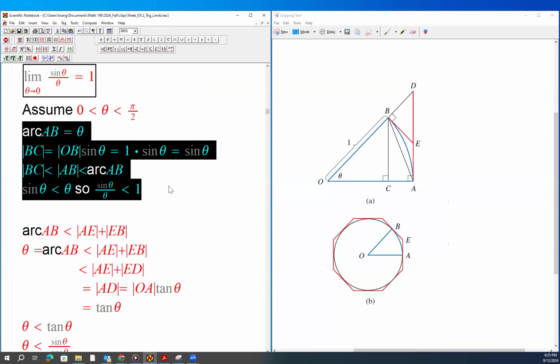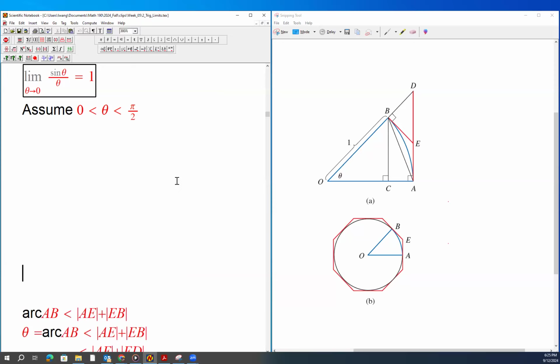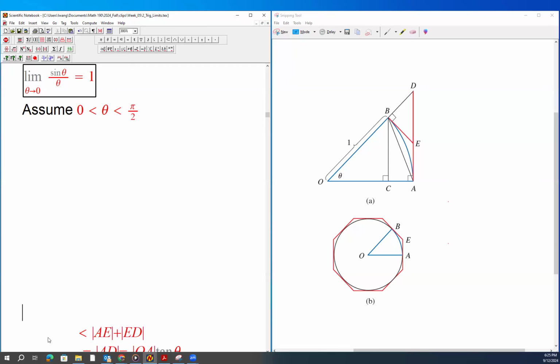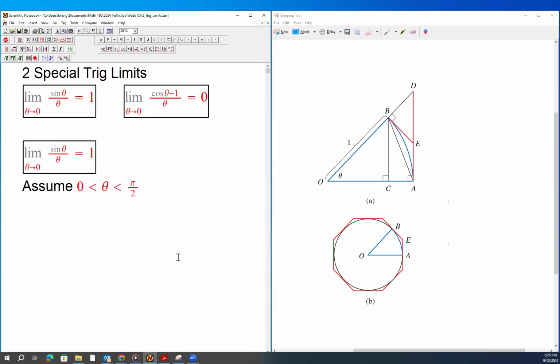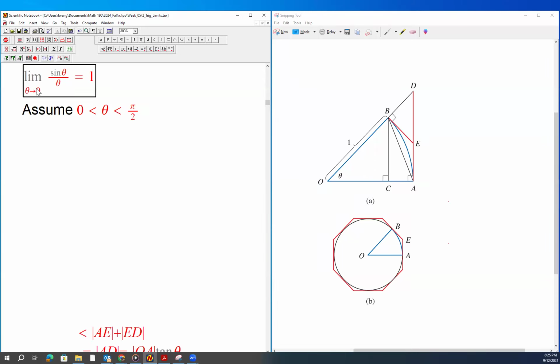And I'm going to remove all of these words that I did before, so you can see the process of proof better. All right, hold on. Okay, so the identity we want to prove is that the limit of sine theta divided by theta, when theta approaches 0, is equal to 1.